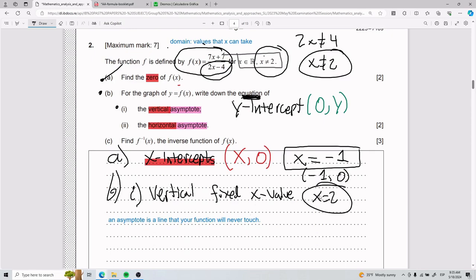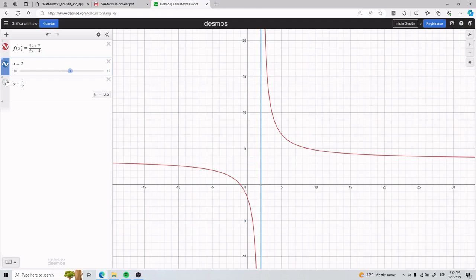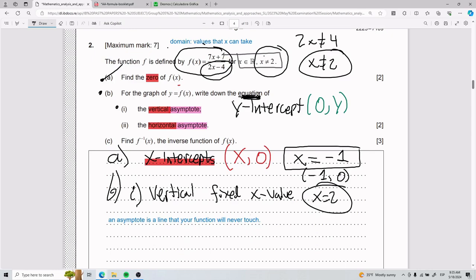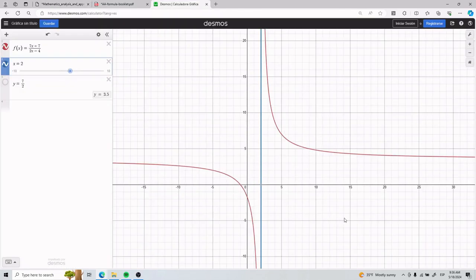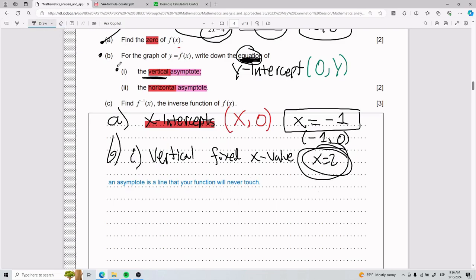So the moment you put x equals 2, the blue line shows up, okay? And so careful, it's very important that the equation of your vertical asymptote is x equals 2. You cannot put x does not equal 2 because this is not an equation. You need to leave it as an equation. So x equals 2 allows you to draw the blue line, okay? So that is for part B, part I.